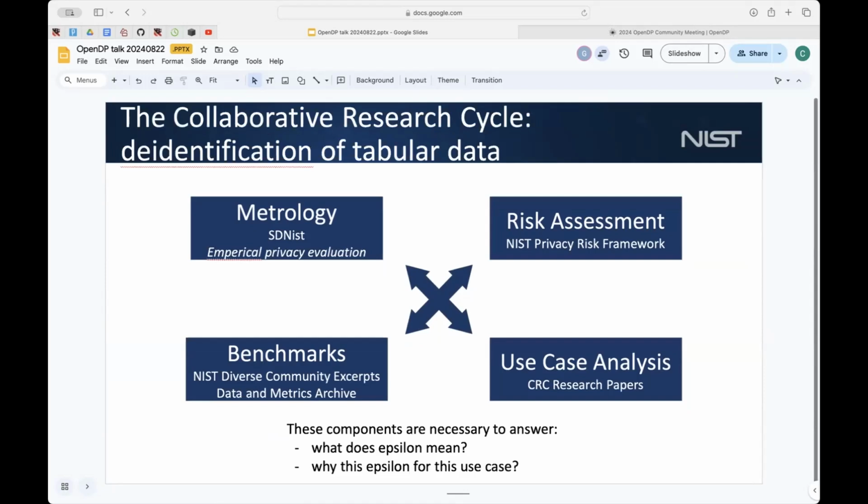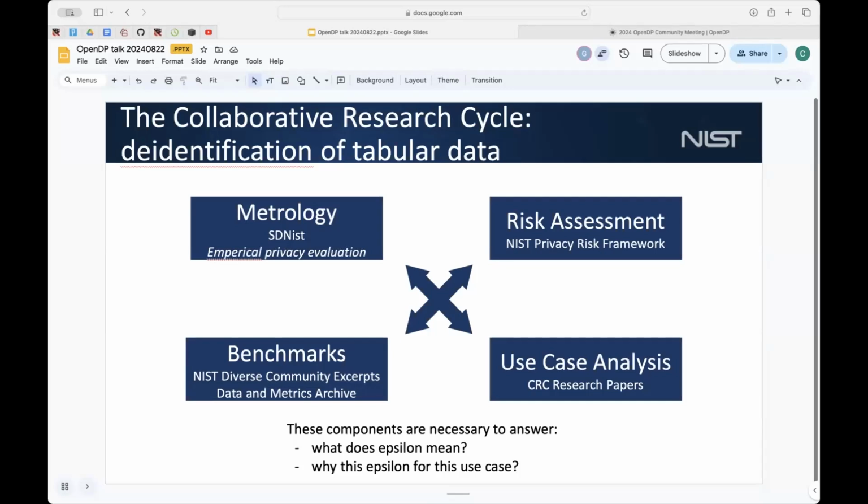Specifically, we have a program called the Collaborative Research Cycle that is trying to support the foundation for synthetic data and de-identification technologies. It's a massive benchmarking exercise where we have released some data, some benchmarks that we call the diverse community excerpts, and we ask the public to de-identify them. So we've gotten about 500 de-identified instances covering dozens of sets of distinct algorithms, many of which are differentially private. And so we packaged all these into a giant archive. That archive is accompanied by a whole set of metrics on every single de-identified instance. So that's our metrology piece. We have this package we use called SD-NIST that has dozens of different fidelity, utility, and privacy metrics.